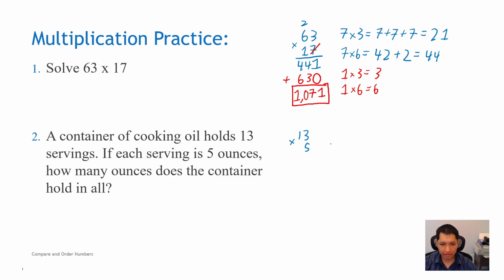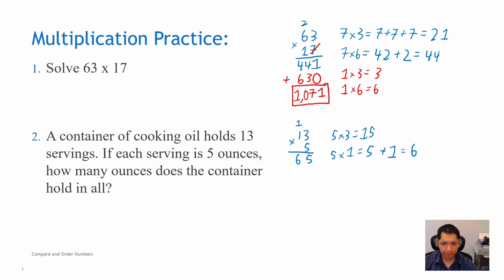Because if you have 13 servings at 5 ounces each, to find the number of ounces, you would essentially add 5 to itself 13 times, right? And that is easily represented by 13 times 5. So I'm going to multiply 5 times 3, and that gives me 15. I am going to keep the 5 from the ones place of 15, and I'm going to carry over the 1. And then I have 5 times 1, which is 5. And then I add the 1 that I carried over, and that gives me 6. So the answer here is 65.